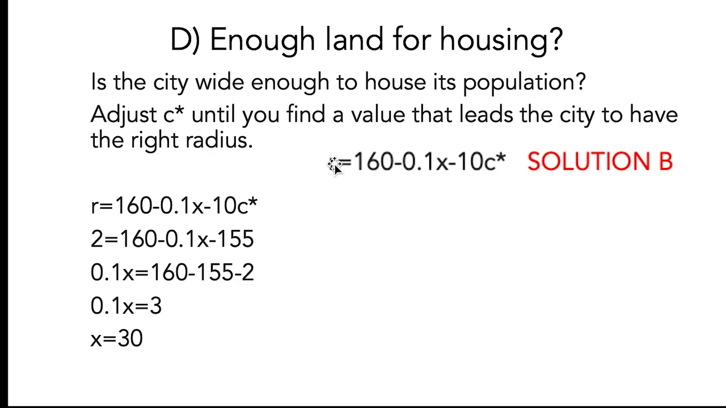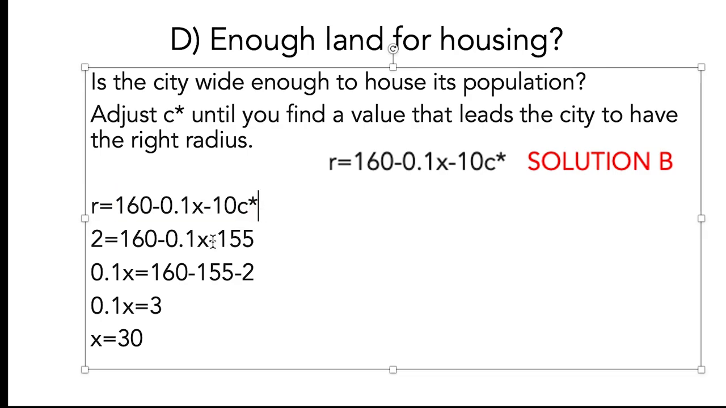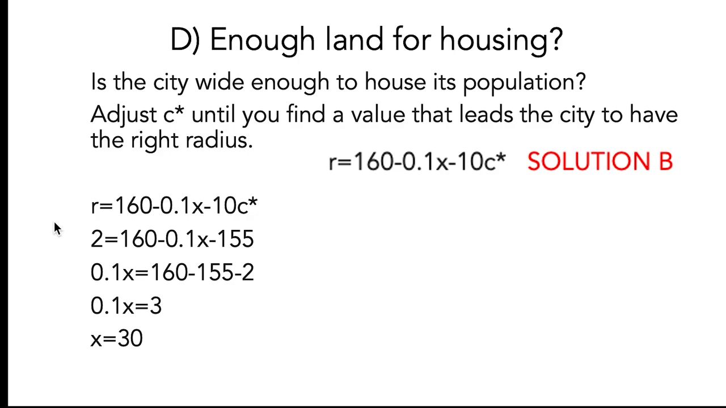So first of all, we go to solution B to remember that R is equal to 160 minus 0.1x minus 10c star. And now we can substitute instead of R the 2 that's coming from the rent per square foot. So we put the 2 here. And now we know that C is given by 15.5. If we plug 15.5 right here and we solve for x, we get the distance, or how many blocks we have, the size of the city. So here we're solving for x.